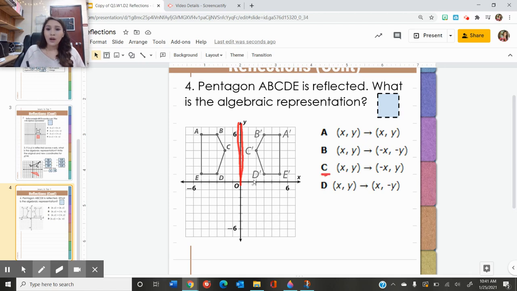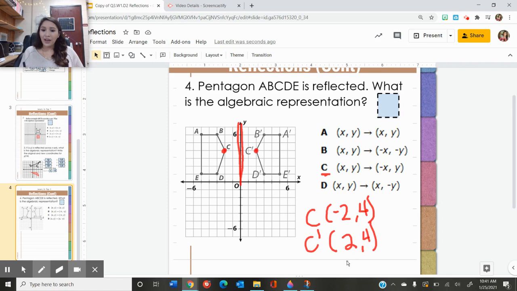However, if you did not know that, I'm going to look at my C's. So from C, that point is at negative 2, 4. And we have C prime at 2, 4. Now looking here, I see that my x value changed, so it should get a negative x, but my y's stayed the same. So here again, we get the same algebraic rule. So C is our answer.